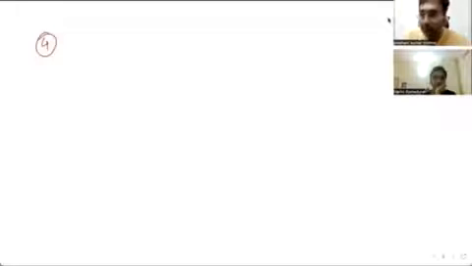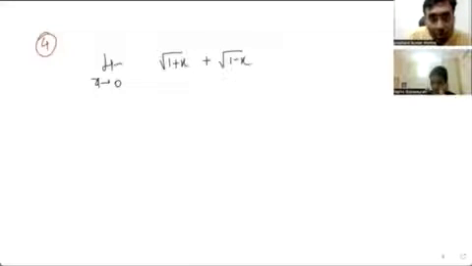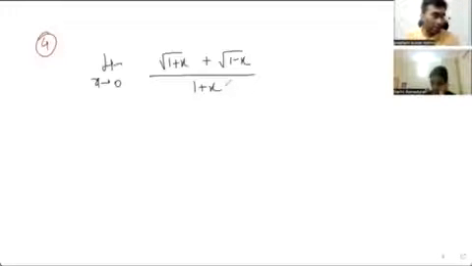See, we can take a question for rationalization. Let's say the question is limit x tends to 0 of under root of 1 plus x, plus under root of 1 minus x, divided by 1 plus x. Why will you do this?